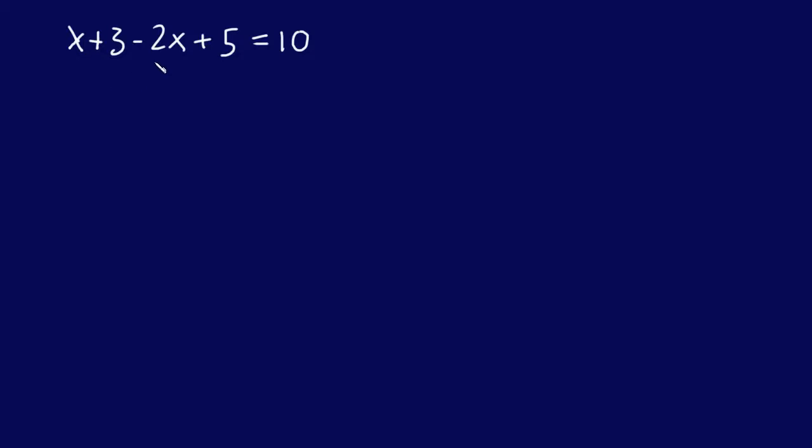So x and negative 2x are similar terms because they both have an x value. So this is actually 1x, one group of x, and this is negative 2 groups of x. So 1 minus 2 is negative 1, so that's negative x. So 1x minus 2x is negative x.